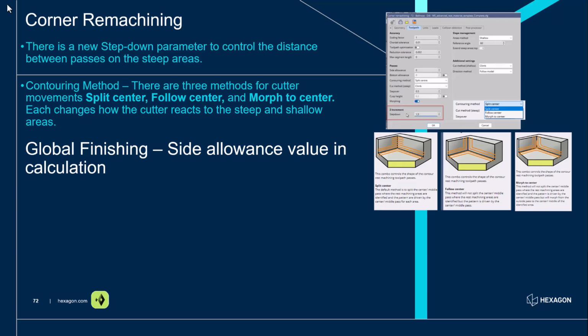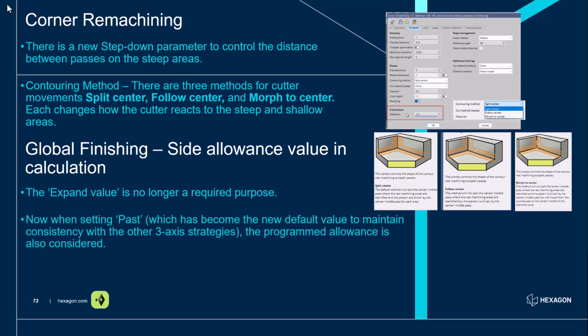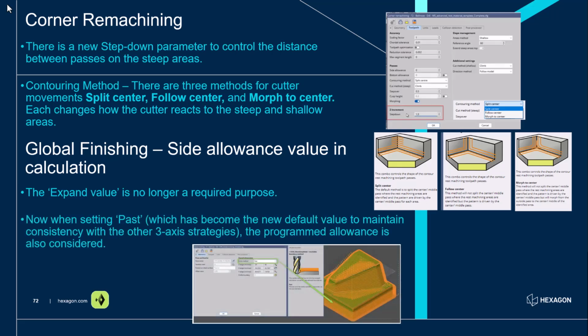And within global finishing, side allowance values are now in the calculation. The expanded value is no longer required, and now, when you use the pass, the default is now maintained for consistency within other 3-axis strategies as well. This program allowance is also considered.